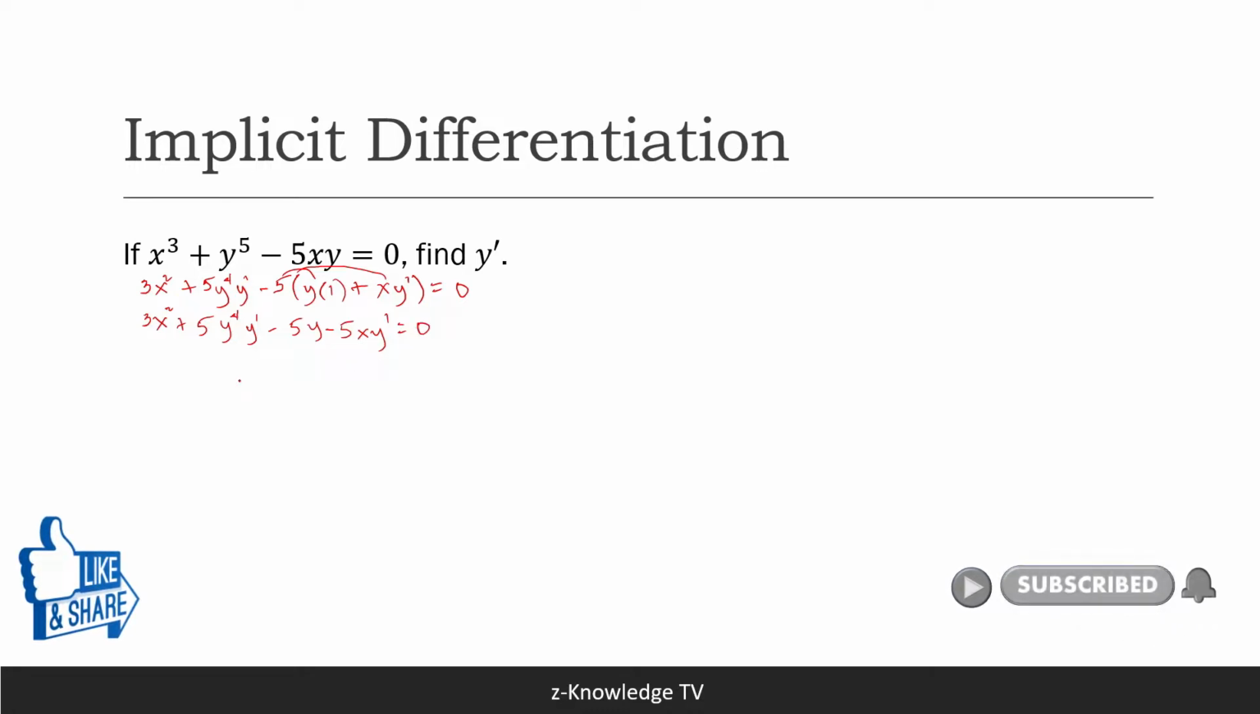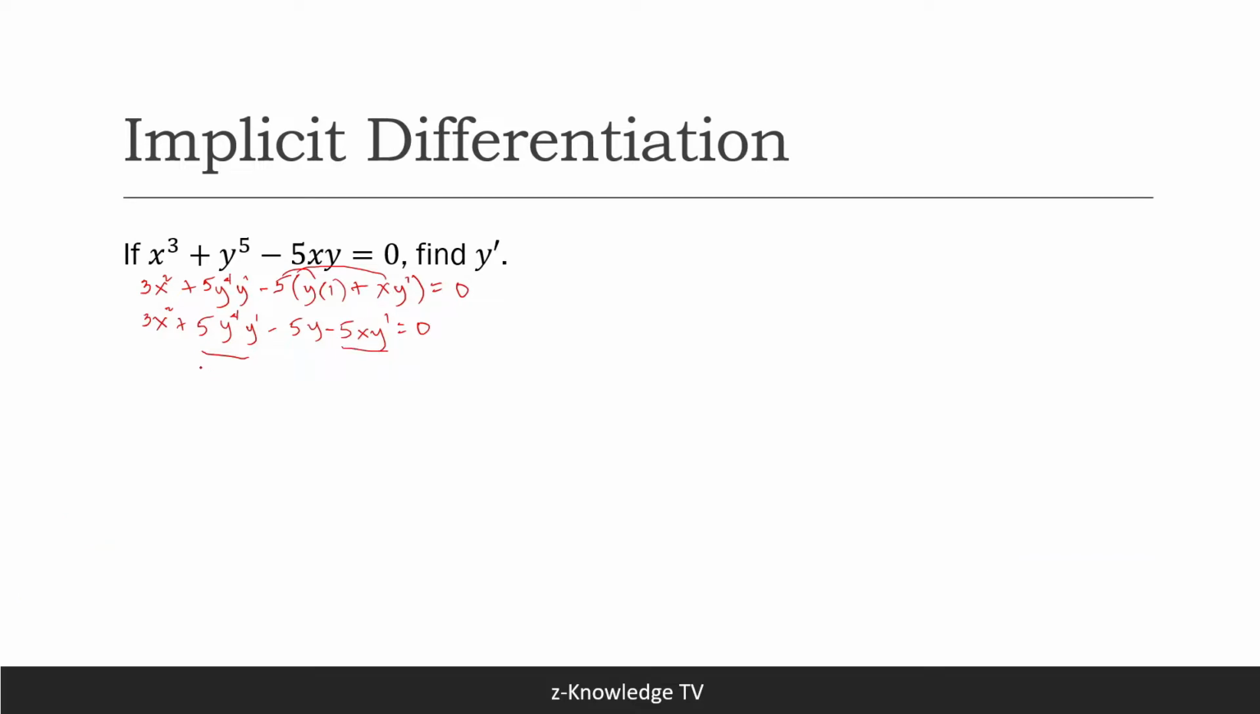So, pagsamahin natin yung may y prime. Then, yung iba, ilipat natin sa kabilang side. So, dito sa side na to, sa left side, matitira to si 5y raised to 4 y prime minus 5x y prime is equal to, so yung 3x lipat natin sa kabila, so minus 3x squared, then yung minus 5y lipat natin, plus 5y.